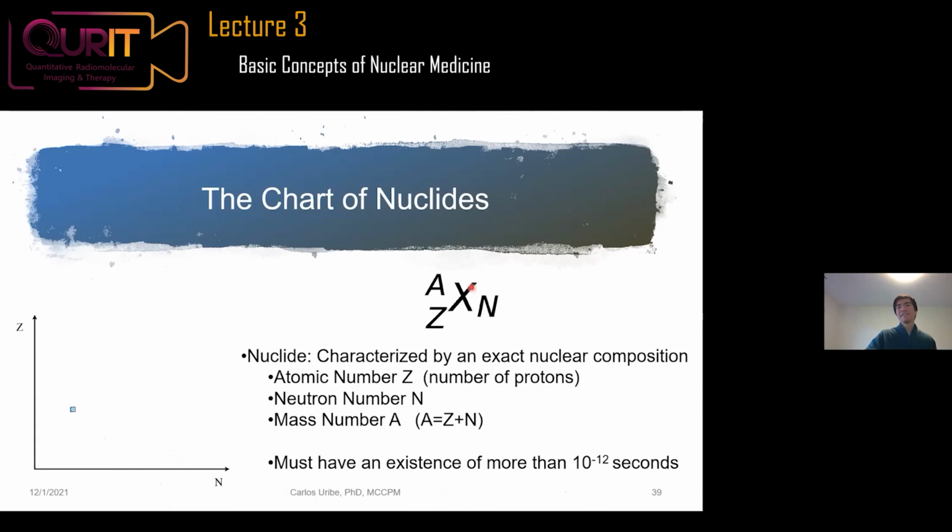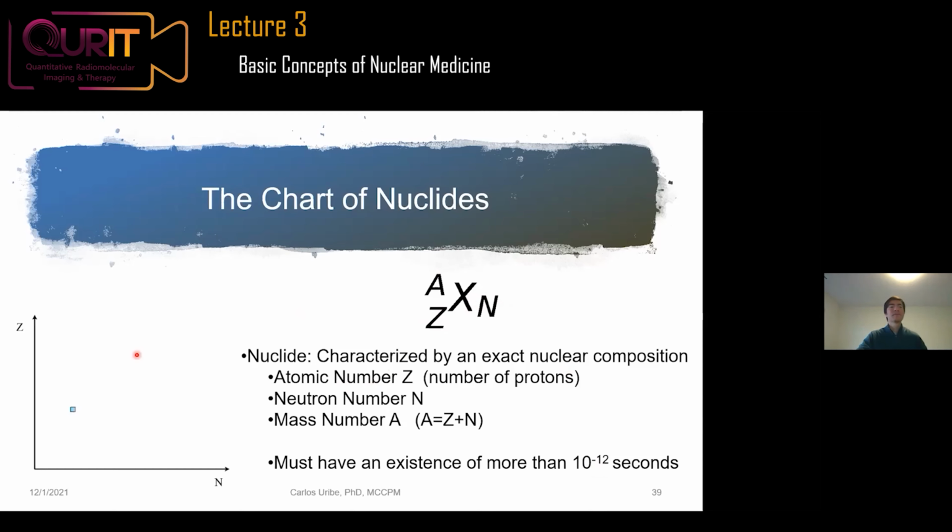So we have our nuclide X that is composed of Z protons and N neutrons and has a mass A that is Z plus N. One important characteristic of what we call a nuclide is that it must exist in nature for more than 10 picoseconds, 10 to the negative 12 seconds. If it doesn't exist for at least that long, then we're not going to consider it a nuclide.